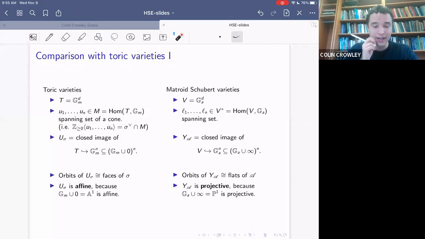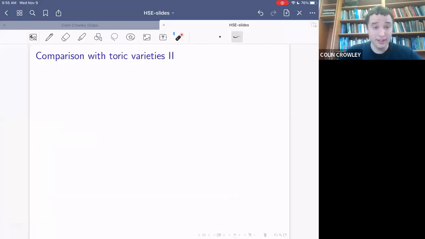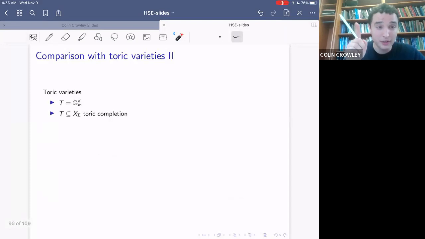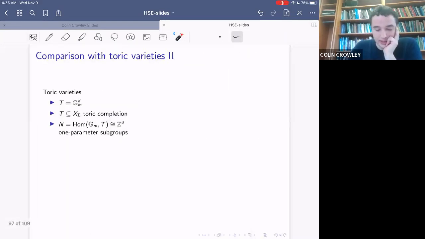And I have one more comparison to make before I end. So, okay, here's comparison 2. Again, let's do toric varieties. Let's have a torus. And this time I want a complete toric variety. Now what I'm trying to do here is recover the fan from the toric variety. I want to go the other way.